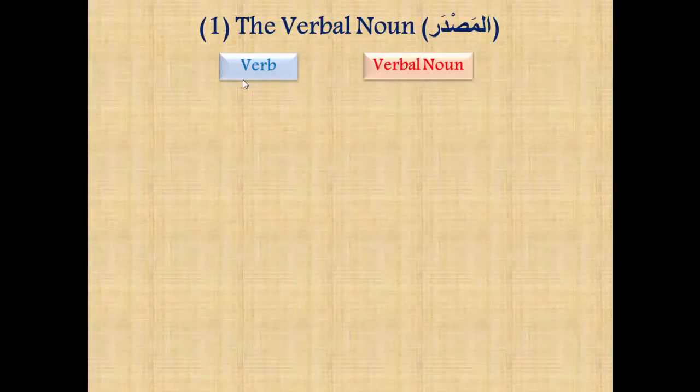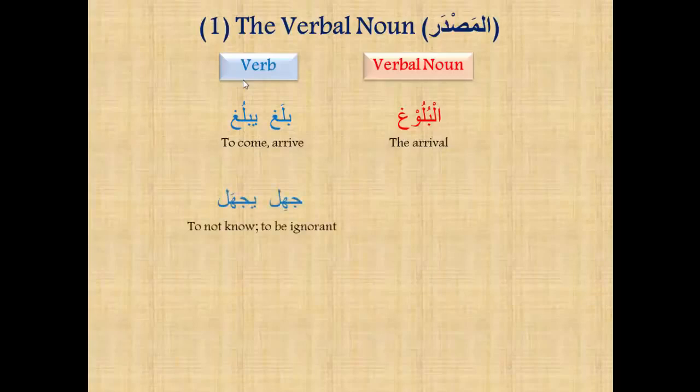Now let's look at some examples of verbs and their associated masadir in Arabic. Hopefully this will give you a better idea of what the masdar actually means. The verb balagha yablughu means to come or to arrive. Its associated verbal noun, masdar, is al-bulugh, which means the arrival. Jahila yajhalu means to not know or to be ignorant. The associated verbal noun is al-jahl, which means ignorance.